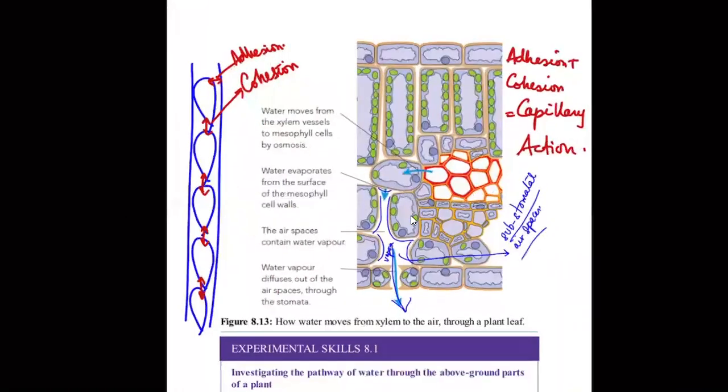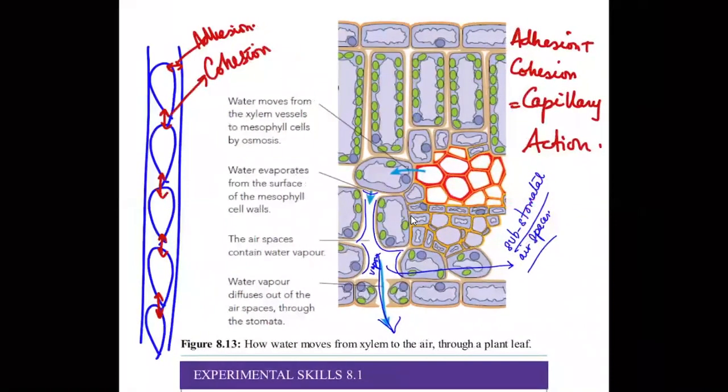Adhesion and cohesion. There was the fact that one water molecule is attracted to another water molecule, which is cohesion, and the fact that the water molecule is attracted to the wall of the xylem, which is adhesion. So these two sorts of attractions also play a role in pulling up the water in the xylem vessel in an unbroken manner. And these two forces together make up what is known as capillary action.